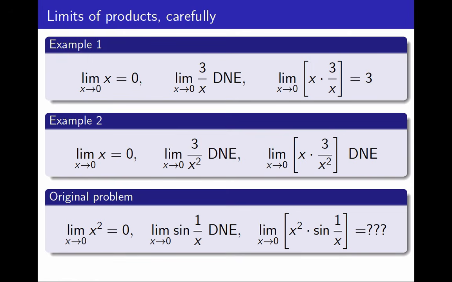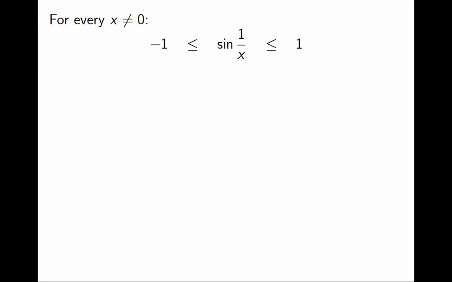The part that is giving me trouble is sine of 1 over x. And even though it doesn't have a limit at 0, it is still a little bit under control, because sine of anything is always between -1 and 1. So when I multiply it times x squared, the function I care about is always between -x squared and x squared. And this is useful.